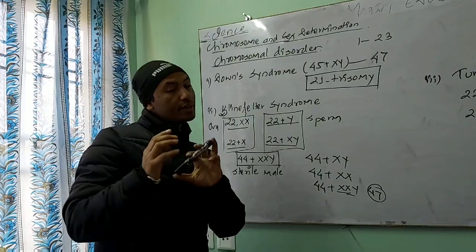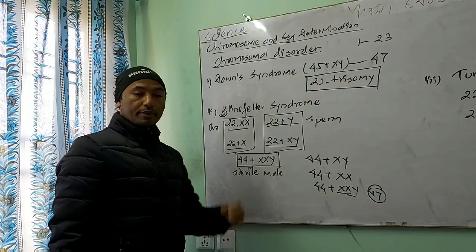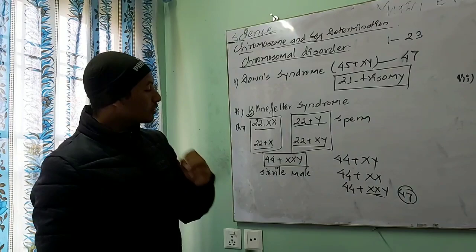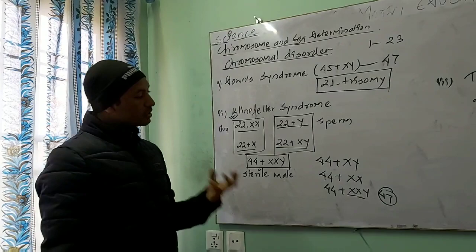The presence of Klinefelter syndrome is also detected by karyotype analysis of chromosomes. This gives the number of chromosomes present in the body and helps in determining whether the body has Klinefelter syndrome or not. So, the main symptom is underdevelopment of secondary sexual characteristics in males.